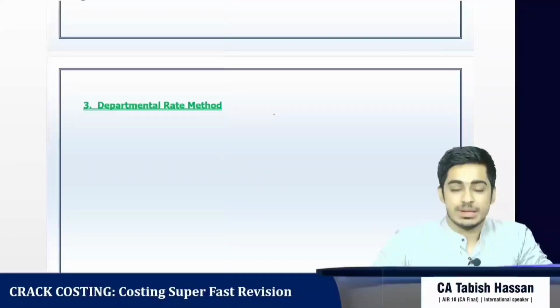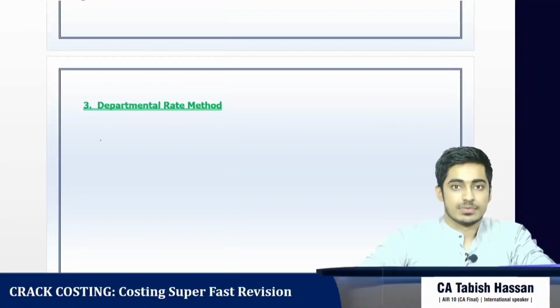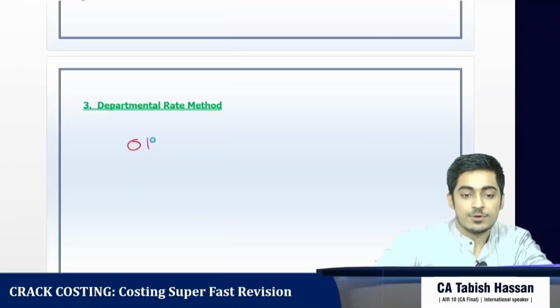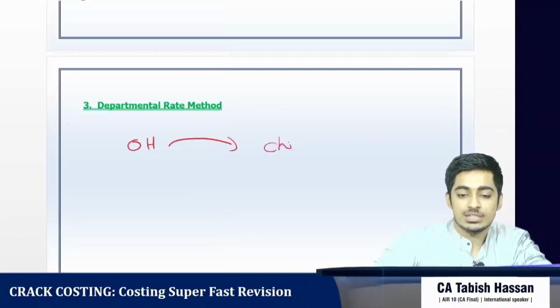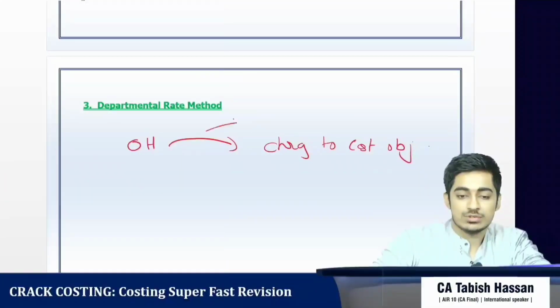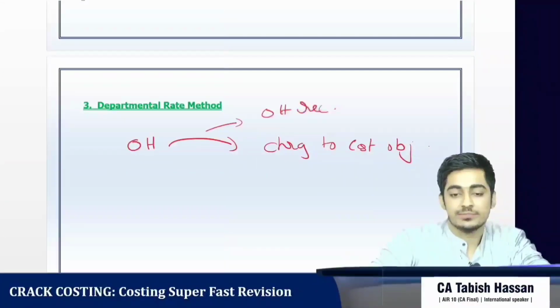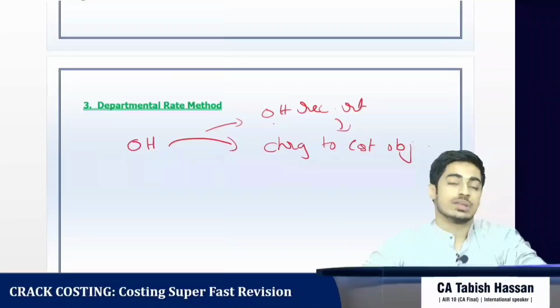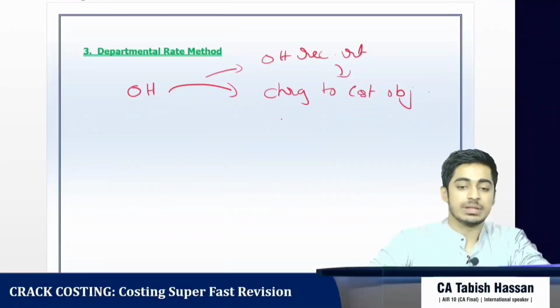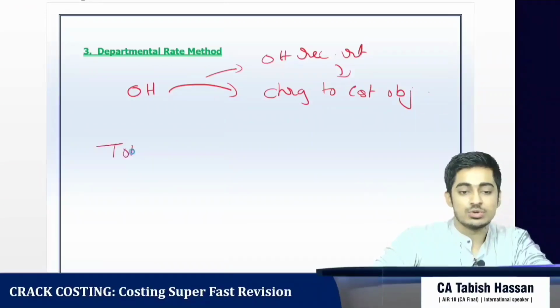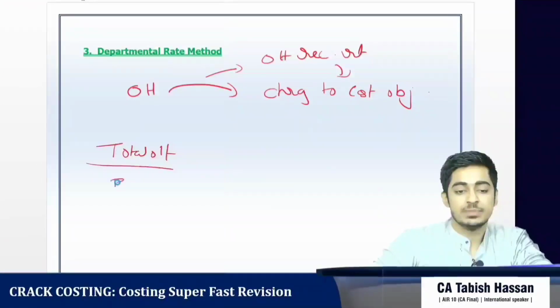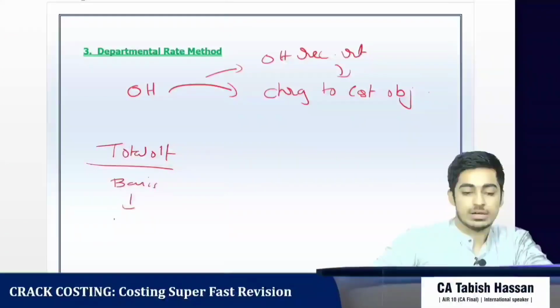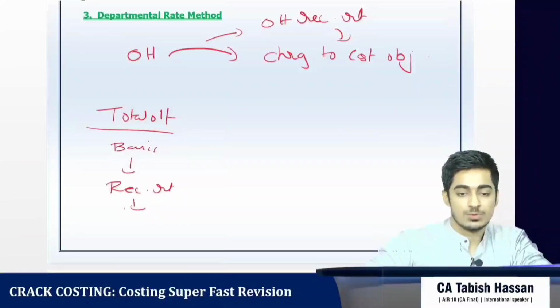So the departmental rate method. Again, the objective is simple. We've got the overhead, and we have to charge it to the cost object. So we first calculate the overhead recovery rate, and based on that, charge overhead to the cost object. In the single rate method, we used to take the total overheads of the company, divide it by a basis, get the overhead recovery rate, and based on this, charge the overheads to the cost object.